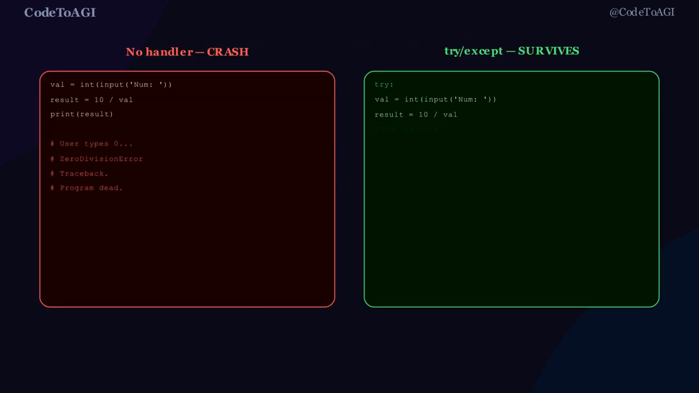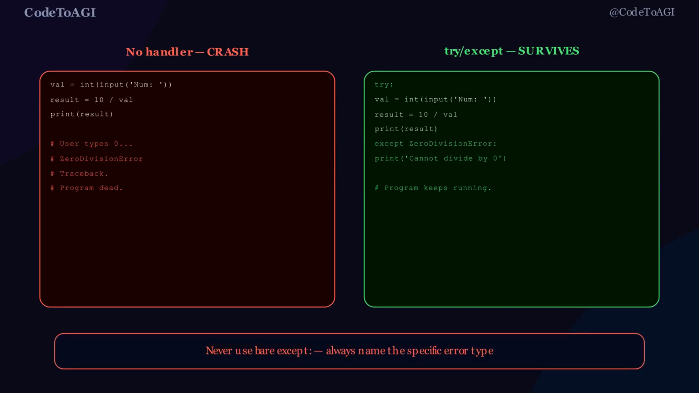Try and except are your first safety net. Without them, one bad input crashes everything. Watch this. We divide by 0. ZeroDivisionError. Program dead. Now wrap it in try and except. Try: run this code. Except ZeroDivisionError: if this happens, do this instead. The program doesn't crash. It handles the problem. Keeps going.